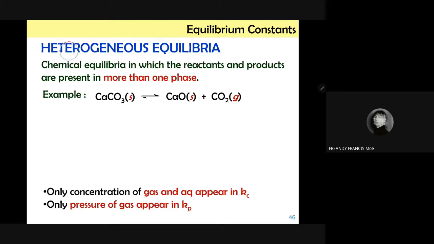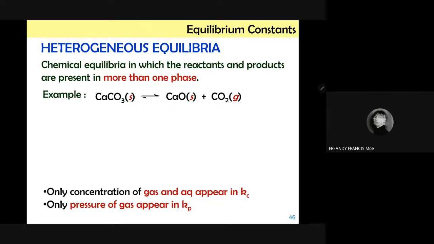Tadi kita tengok semua homogeneous equilibria tau. Sekarang kita tengok heterogeneous equilibria pula, di mana equation kita melibatkan yang campuran macam saya explain tadi. So, chemical equilibrium, where the reactants and products are present in more than one phase. So, ada solid, ada gas contohnya di sini.